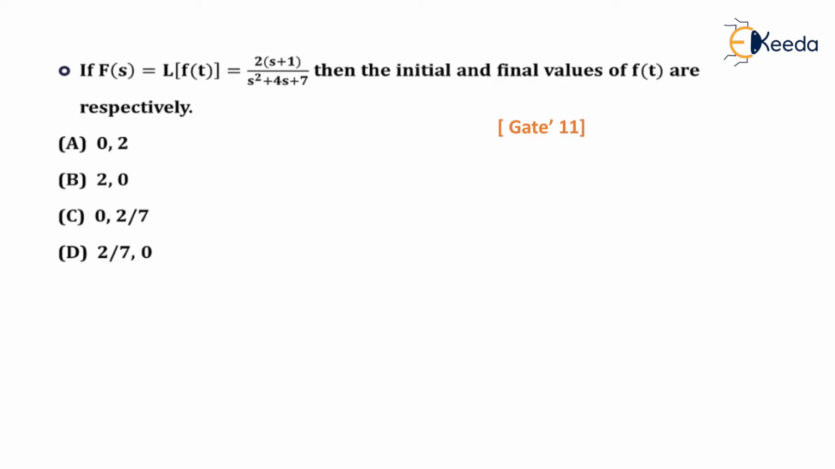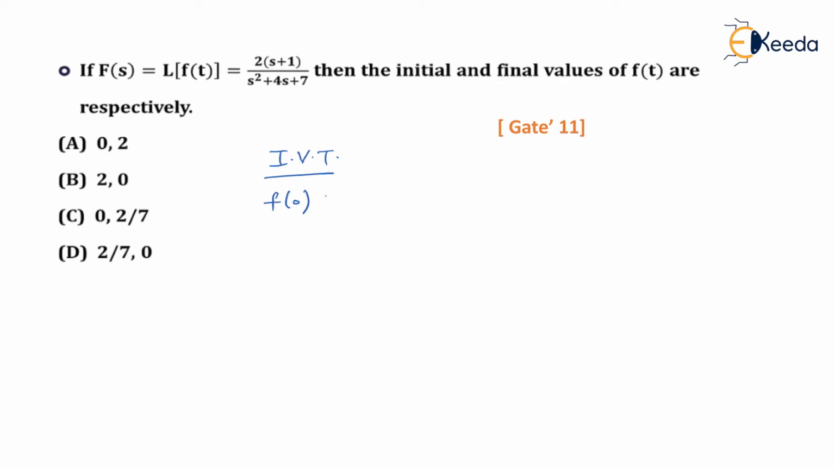Now we can start with the problems here. So Laplace of f of t is given, which is F of s, and they're asking you the initial value and final value of f of t respectively. So let me start with f of 0. I'll be using initial value theorem here. What is meant by f of 0? f of 0 means f of t at t equal to 0.